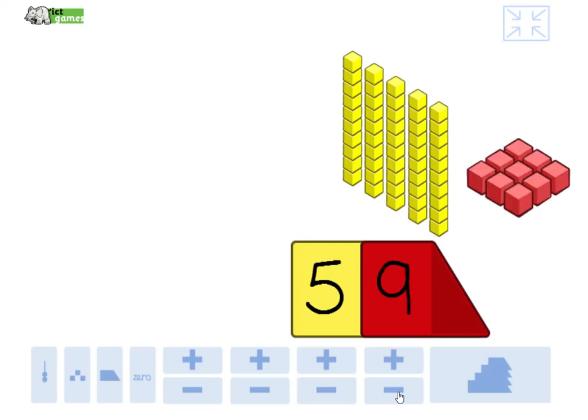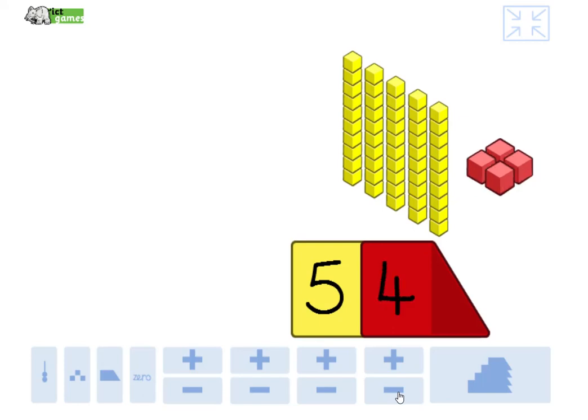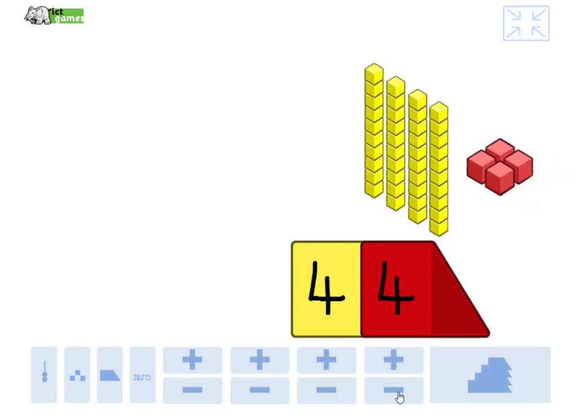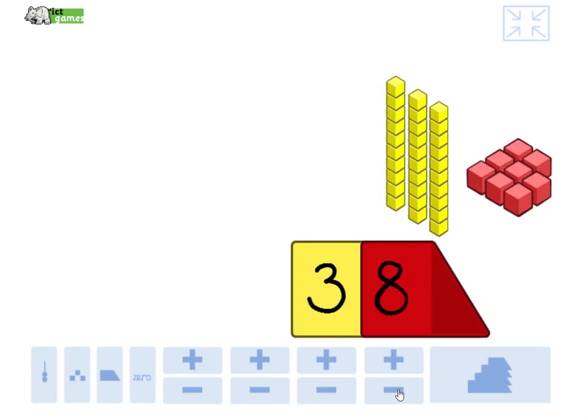Here we go. 51. Well done if you said 50. Okay, what's one less than 41? Well done if you said 40. Okay, 37. We're going to stop at 37. Right, so we're on 37.